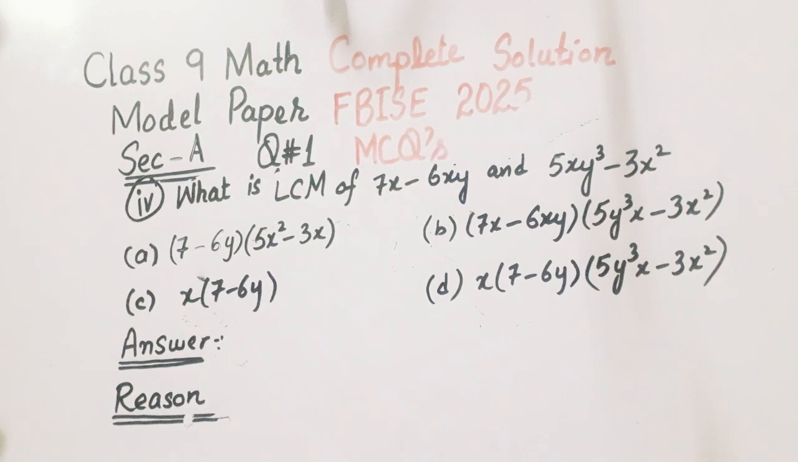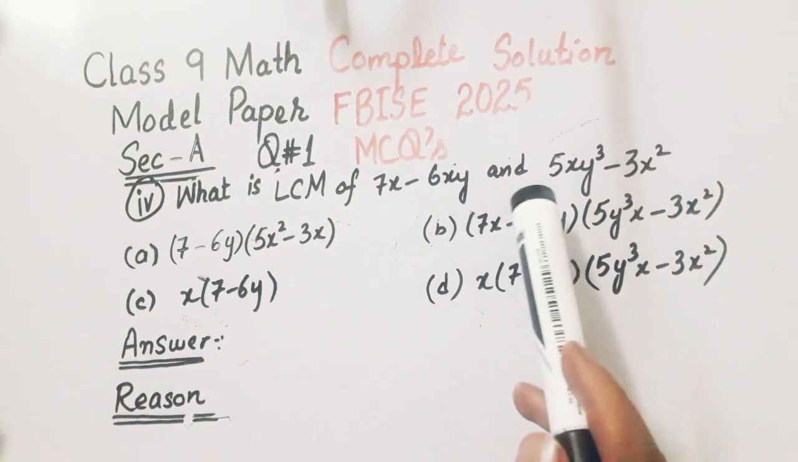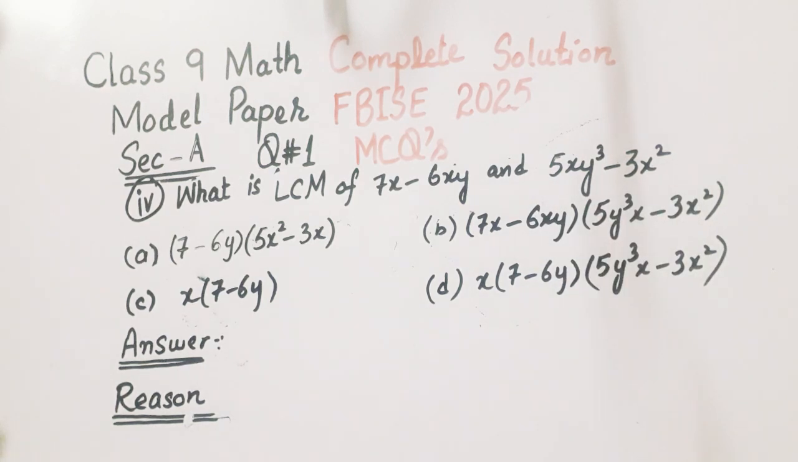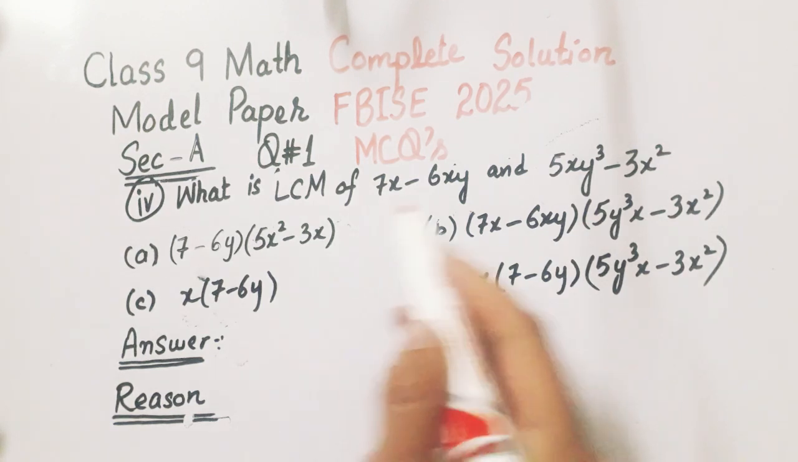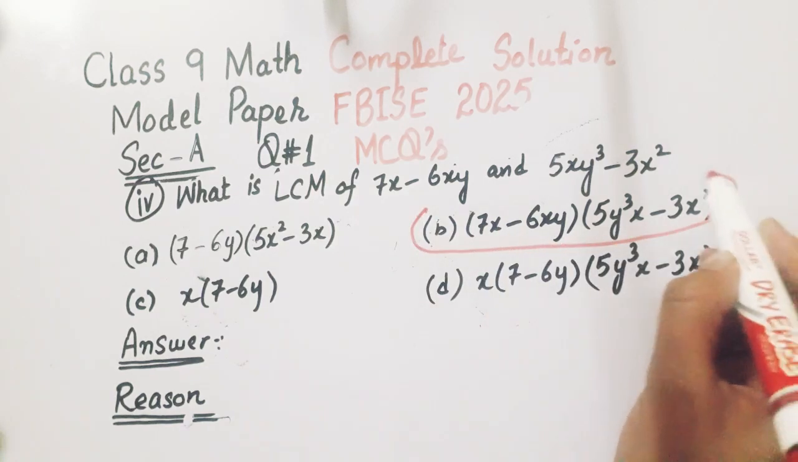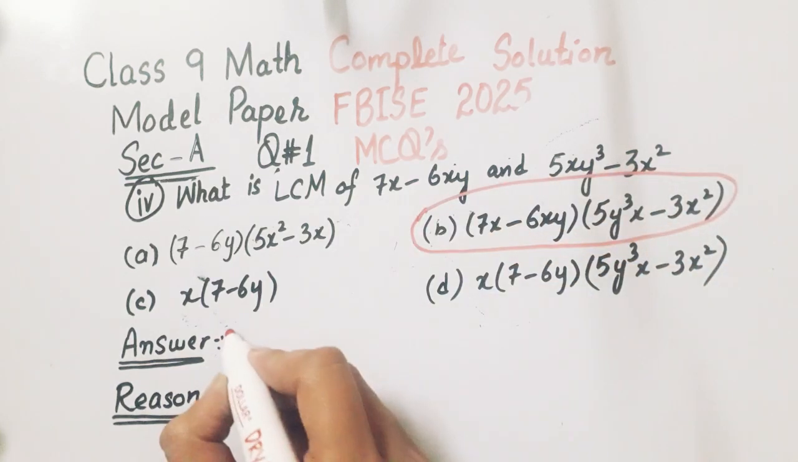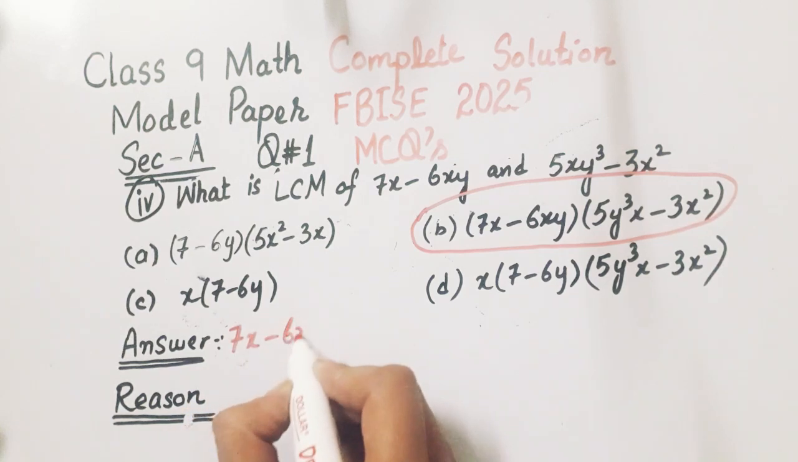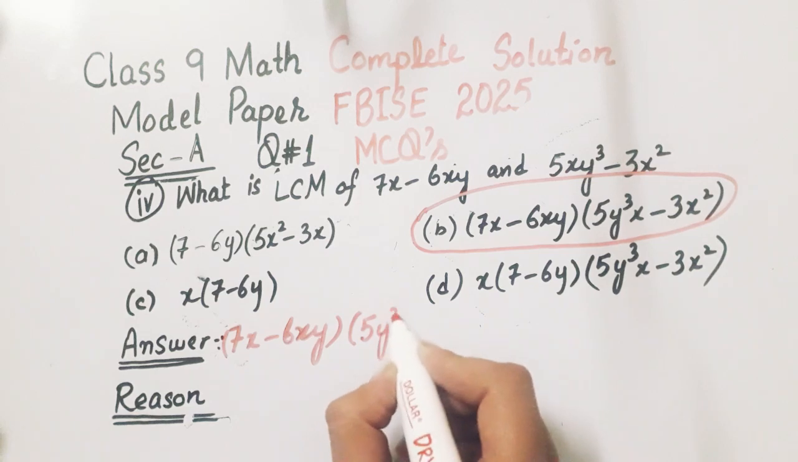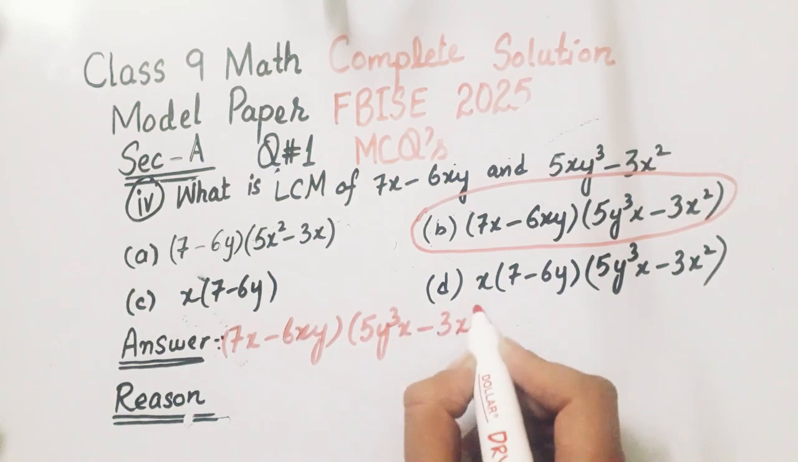Now MCQ 4 is: what is the LCM of 7x minus 6xy and 5xy cube minus 3x square? LCM means the product that contains all the unique factors in the highest power. So LCM will be option B. We will write the answer: 7x minus 6xy into 5y cube x minus 3x square.